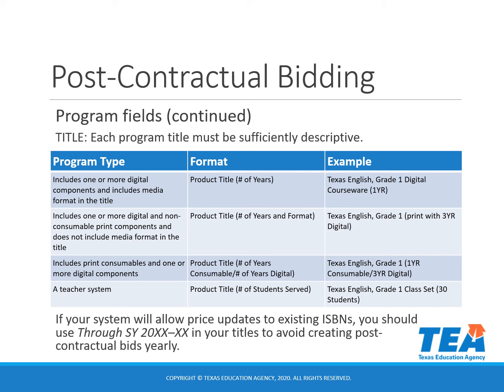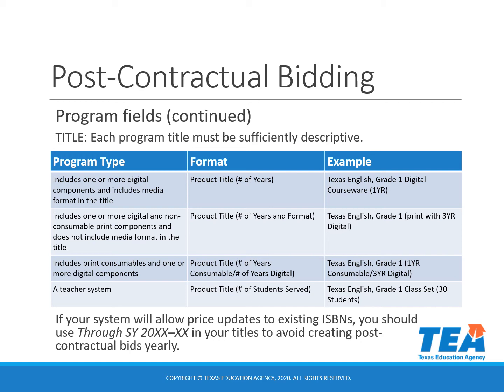If the program type includes print consumables and one or more digital components, then the format should follow product title, number of years consumable, and number of years digital. For example, Texas English Grade 1, 1-year consumable, 3-year digital. And if the program type is a teacher system, then you will have the format of the program title and the number of students served. For example, Texas English Grade 1 class set, 30 students.